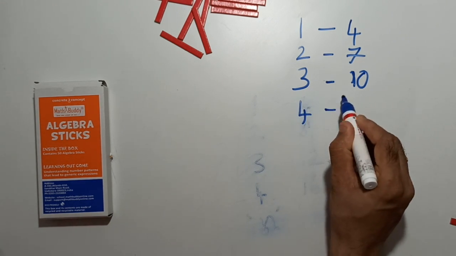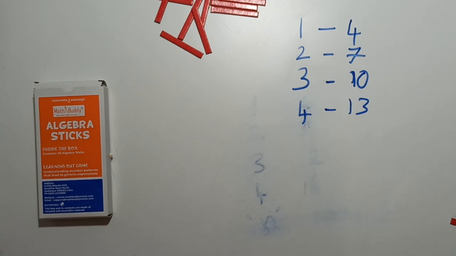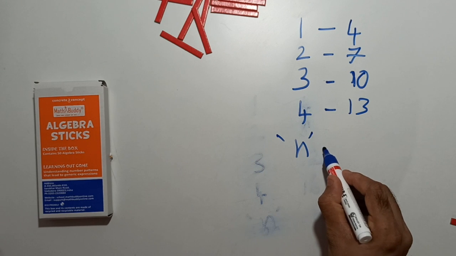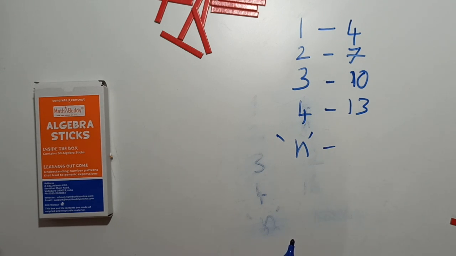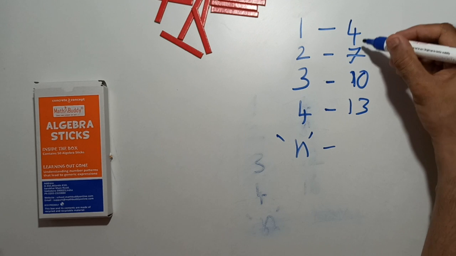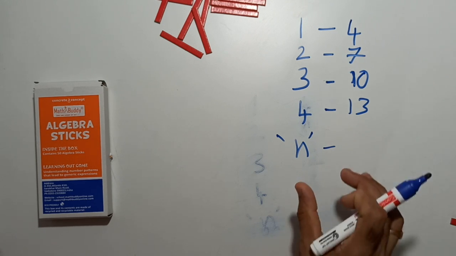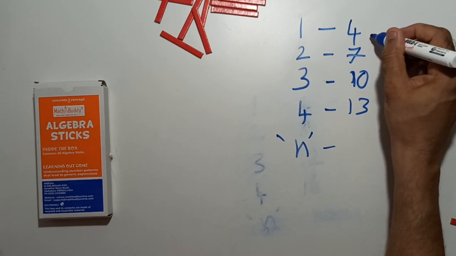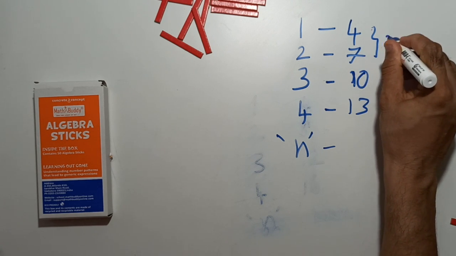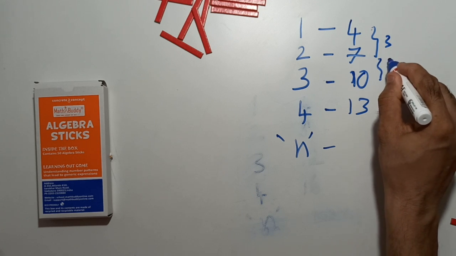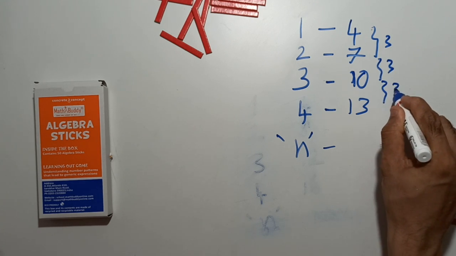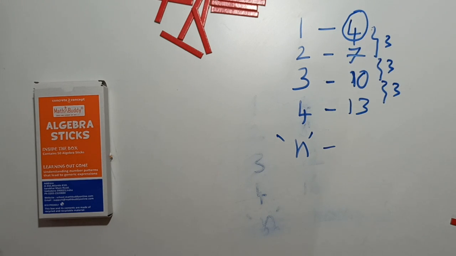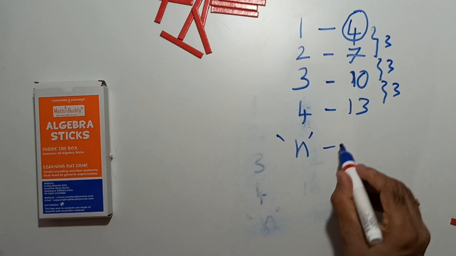So if I need 4 squares, then it was 13. So if I needed n squares like this, what will be the general expression? If you look at the pattern here, you can find a generalized expression as you are adding 3 here. Between these two, the difference is 3. Between these two, you're adding another 3. Between these two, you're adding another 3. And where are you adding it from? You're adding it from 4. The very basic 1 square, you needed 4.